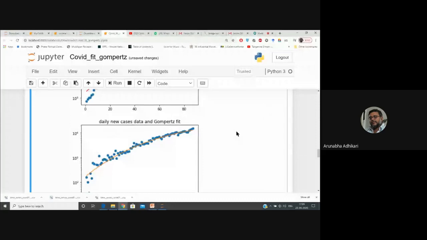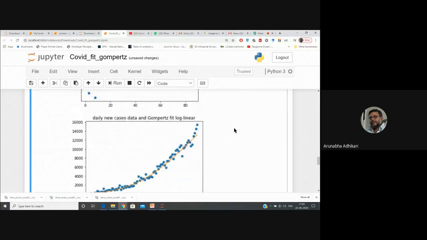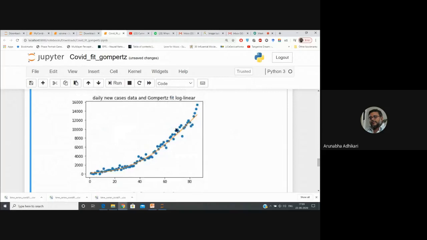And again, I saw this with the daily new cases, the same fit. I just differentiated that data and plotted the daily new cases in the log scale and in the linear scale, and how the Gompertzian equation fits that. It's the same fit, just plotted in different windows.